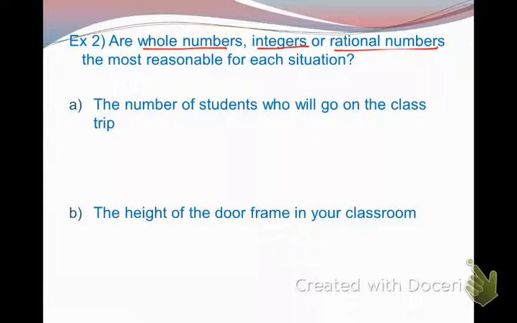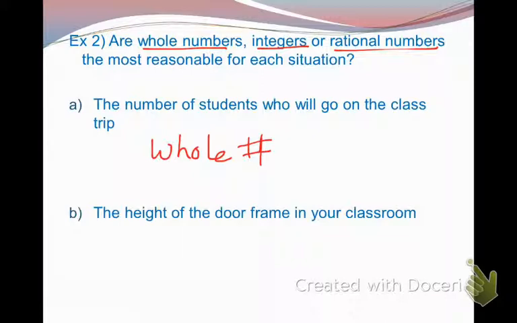The number of students who go on the class trip. Well, can it be a negative amount of students? No. And it cannot be a fraction amount of students, so the best one would be a whole number. You can have 0 students go. And there's no such thing as a fraction of a student. Even if you only brought your arm, you're still a whole student.